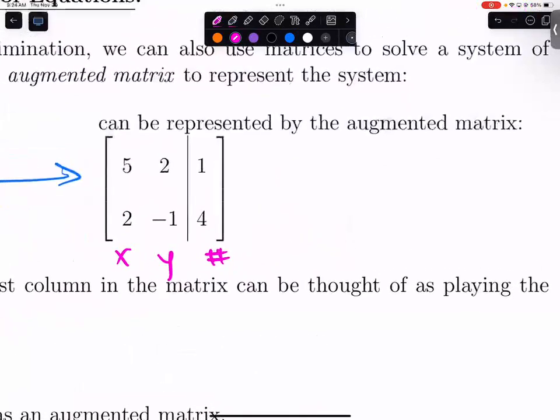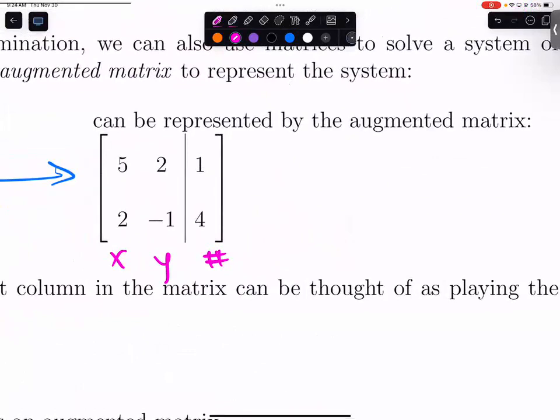As it's technically an augmented matrix, this little dividing line is sort of a subtle difference that we don't really care about. Just think of that as going where the equal sign goes. So we've got things arranged in columns with the x values and the y values, and then equal to the other side of the equation.